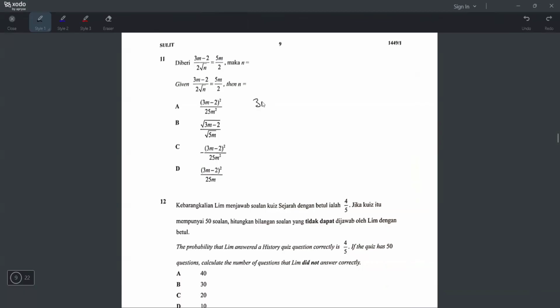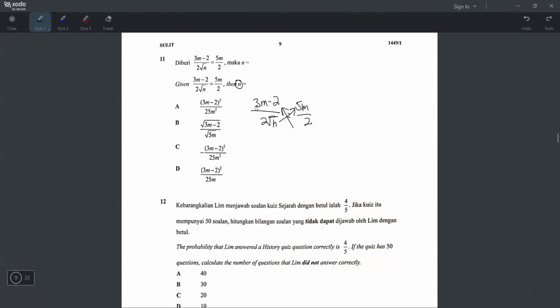So they write 3m minus 2 over 2 square root n equals 5m over 2, and they want to find n. N equals, right? So if you look at n, sekarang duduk bawah, right? It's at the denominator. So when you want to find n and your n duduk bawah, this question I will darab silang, right? Because it's like a single fraction on both sides.